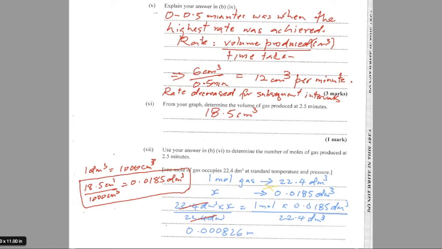0.0000826 moles, or we could write that in standard form, 8.26 times 10 to the minus 4 moles. And that would have given us our full marks. So 2 from here and 2 from the conversion that we did earlier. So that would take care of this section.